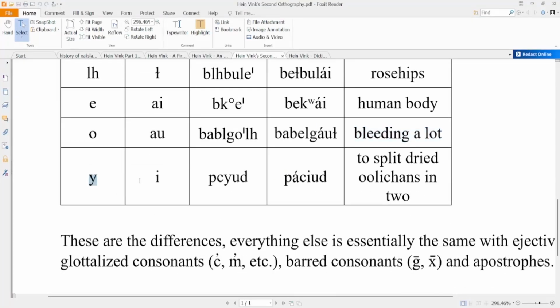And then we have the letter Y, which is represented by the letter I nowadays. So this is putsiyud. I believe that's how you would spell it. There's no actual accent marker in this one, so it's kind of hard to tell where to place emphasis. But the equivalent spelling now is actually an A instead of an E, which would be the vowel in between the P and the C if there were one. So it's patsiyud. Patsiyud means to split dried oolakins in two.